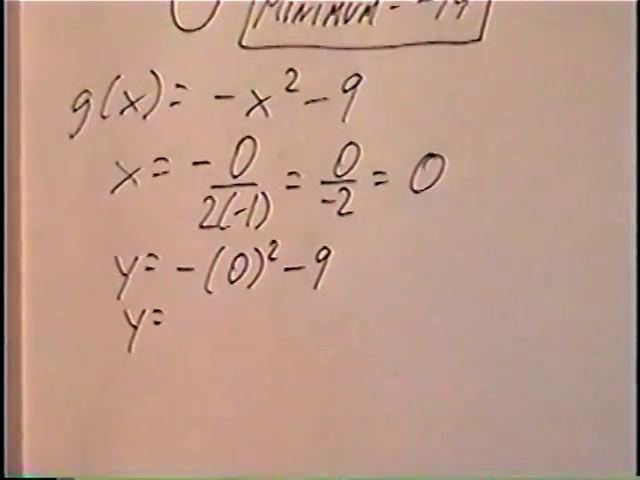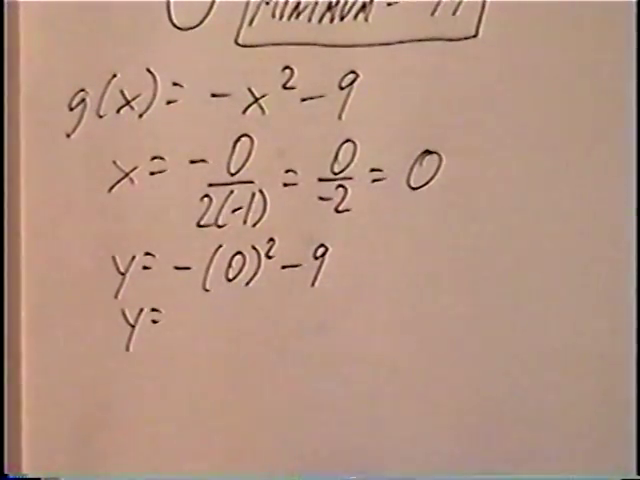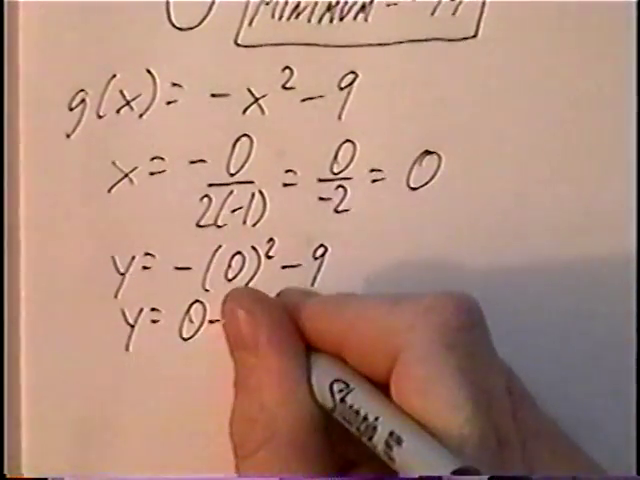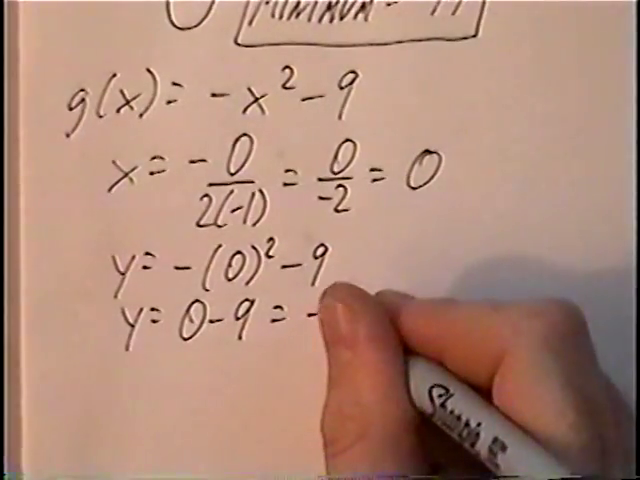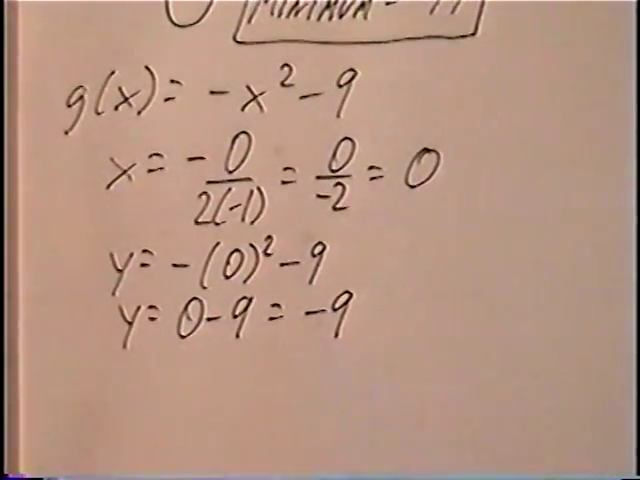Y equals 0 squared would be 0. Negative 0 would still be 0. So we'll have 0 minus 9, which would equal negative 9. So the maximum or minimum value is negative 9.